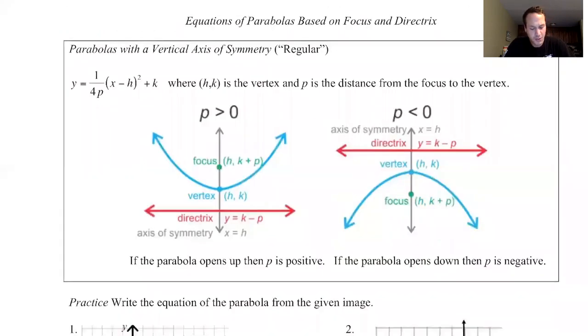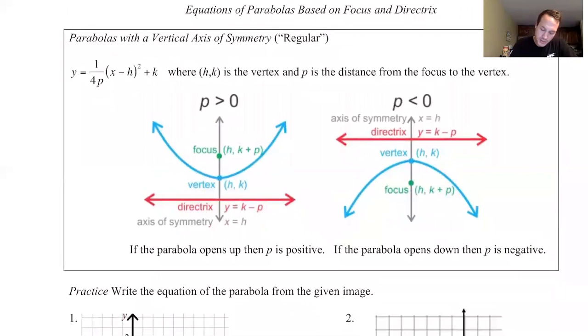We've got a new equation to go over, and that new equation for us is y equals 1 over 4p times (x minus h) squared plus k. Just like before, h and k are the vertex. P this time is the distance from the focus to the vertex. I like to think of it as the distance from the vertex to the focus, and the distance from the directrix to the vertex, because then it takes the sign into account.